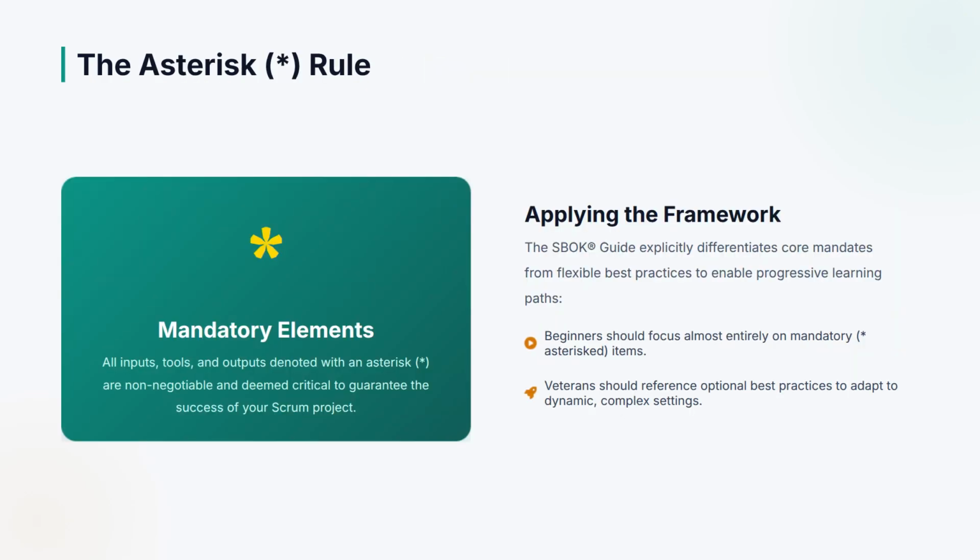Here is a golden PM Learn insider tip. Look out for the asterisk symbol. Inside the process chapters, some inputs, tools, and outputs have an asterisk next to them. This means they are mandatory. If it has an asterisk, you must do it to ensure project success. If it doesn't have an asterisk, it is completely optional.